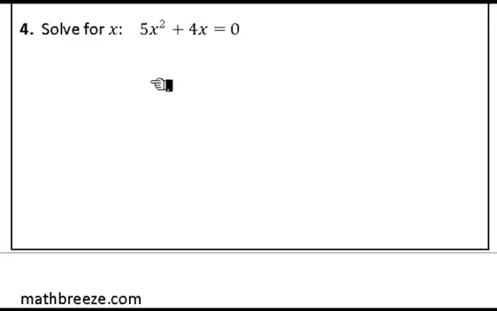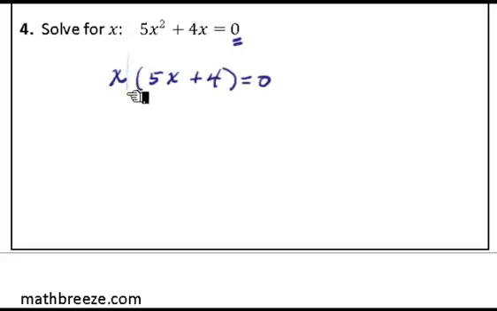In number 4, we're going to do a different method for solving a quadratic. This equation is in standard form, meaning we have a 0 on the right-hand side. So we can try our factoring method since it's in standard form. Now, how do we factor 5x squared plus 4x? Well, the constant term is 0. Whenever you have a quadratic where the constant term is 0, all you do is pull out the common factor x. So let's do that. So we have x times 5x plus 4 is equal to 0.